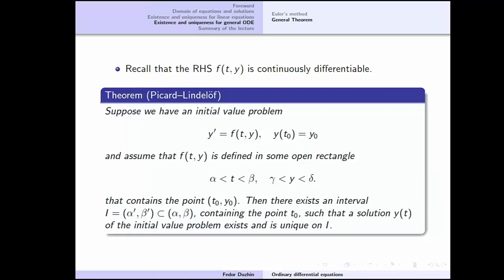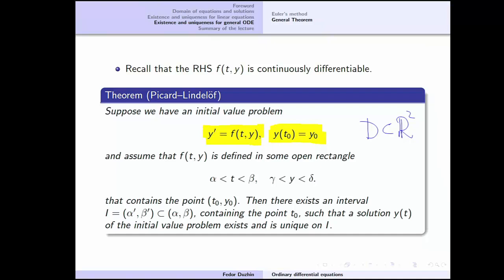Right, and finally the big theorem, the most important theorem of today's lecture and probably the whole course. So we recall that we have a differential equation that looks like this, y prime equals some function of t and y, where y is the dependent variable and t is the independent variable. And we have our initial value problem. Recall that the right-hand side is supposed to be continuously differentiable. And suppose that the domain of the right-hand side of our differential equation is some D, which is an open set in R2.